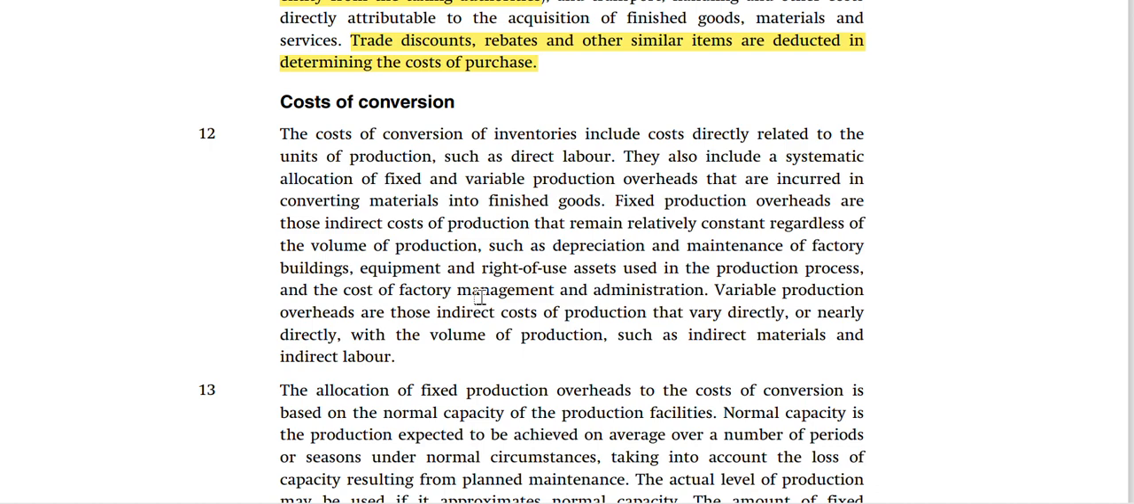Variable production overheads are those indirect costs of production that vary directly or nearly directly with the volume of production, such as indirect material and indirect labor. So now, cost of conversion, obviously, those are the costs that directly are in line in order to bring the asset to the condition that is required by management. An example would be the direct labor and also the cost of allocating fixed and variable costs, and also other costs that we can see here. It could be the cost of equipment and machinery that is used to bring the inventory to the location and condition that is required by management.